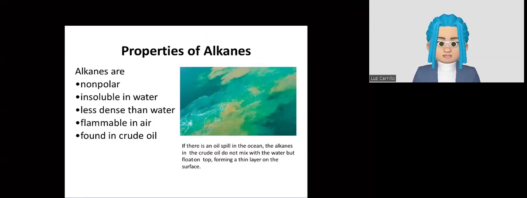Alkanes are mostly found in crude oil. The image that you see on the right side of the slide actually represents an oil spill that happened in the ocean. Since alkanes that are found in this crude oil are going to be less dense than water, that's why we see that film on top of the water. Those orange spots are representing that oil that has alkanes in it. Moreover, because alkanes are nonpolar, they are not going to mix with water to make a solution. So that's why we see them separating.